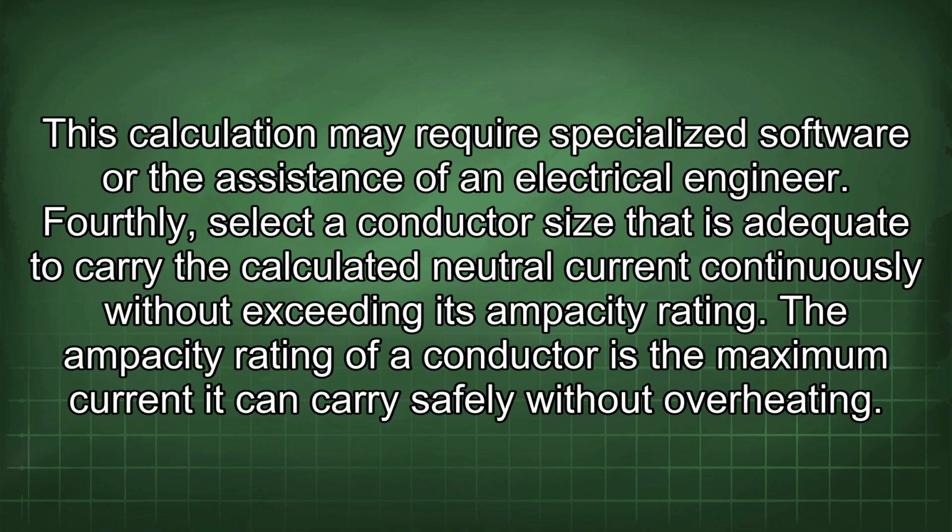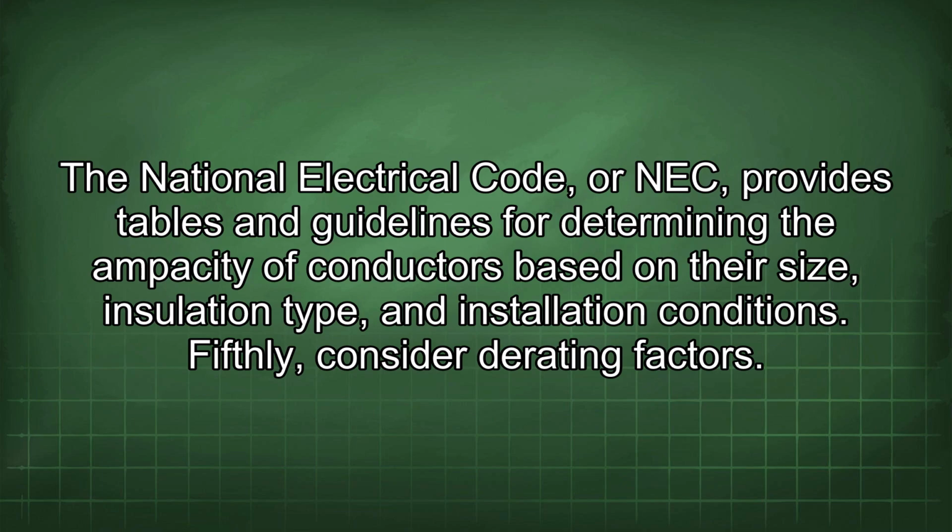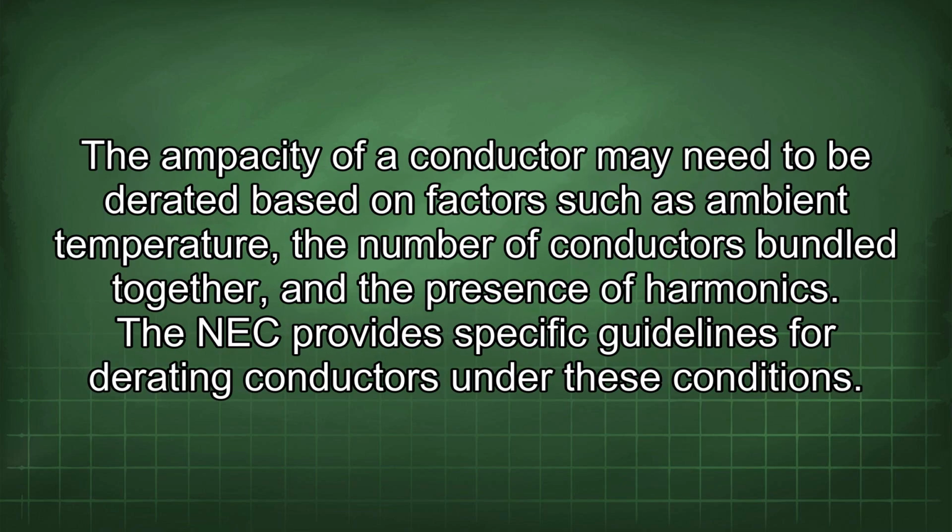Fourthly, select the conductor size that is adequate to carry the calculated neutral current continuously without exceeding its ampacity rating. The ampacity rating of a conductor is the maximum current it can carry safely without overheating. The National Electrical Code, or NEC, provides tables and guidelines for determining the ampacity of conductors based on their size, insulation type, and installation conditions. Fifthly, consider derating factors. The ampacity of a conductor may need to be derated based on factors such as ambient temperature, the number of conductors bundled together, and the presence of harmonics. The NEC provides specific guidelines for derating conductors under these conditions.